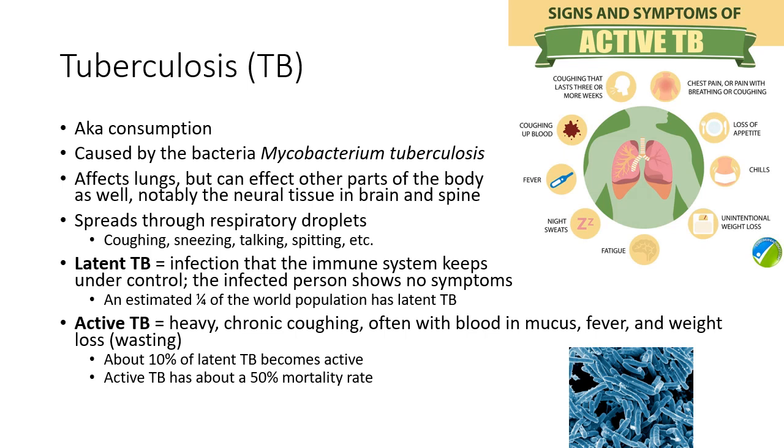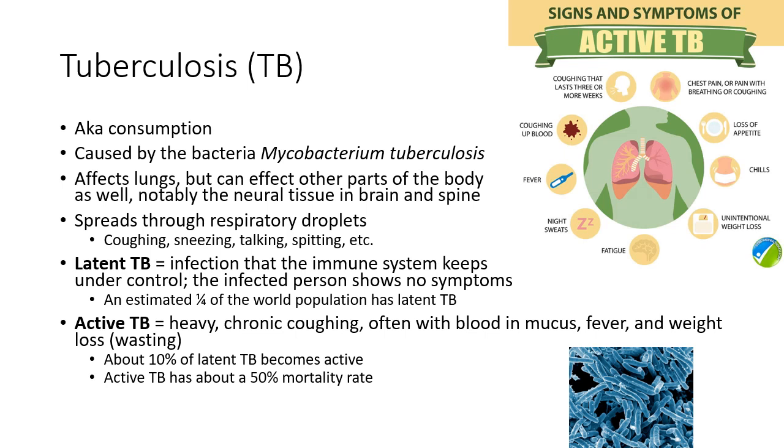So the bacteria is in the lungs, but the immune system is preventing any symptoms from being shown. It's keeping that bacteria in check. But if somebody becomes stressed, if their immune system gets stressed in any way, or if the bacteria proliferates so much that it overrides the immune system, they can develop active TB.